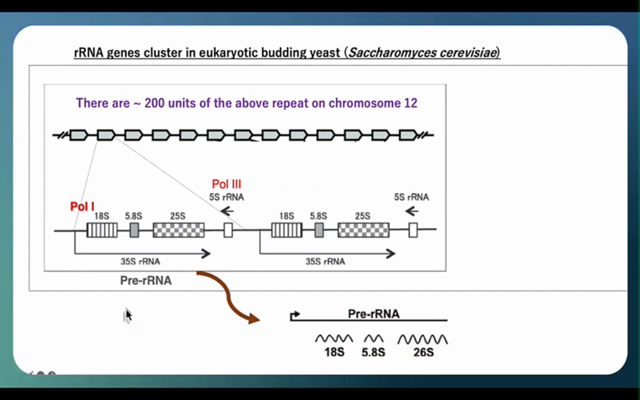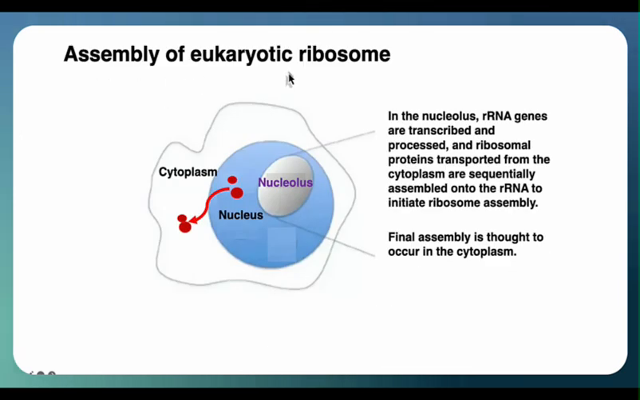Within one transcription unit, there are genes for 18S ribosomal RNA, 5.8S ribosomal RNA, 25S ribosomal RNA, and 5S ribosomal RNA. The 18S, 5.8S, and 25S ribosomal RNA genes are transcribed in this direction by polymerase I. On the other hand, the 5S ribosomal RNA is transcribed in this direction by polymerase III. The 35S ribosomal RNA transcript is subsequently cleaved by ribonuclease, resulting in the final products of 18S, 5.8S, and 25S ribosomal RNAs. I will then explain the assembly of the eukaryotic ribosome.